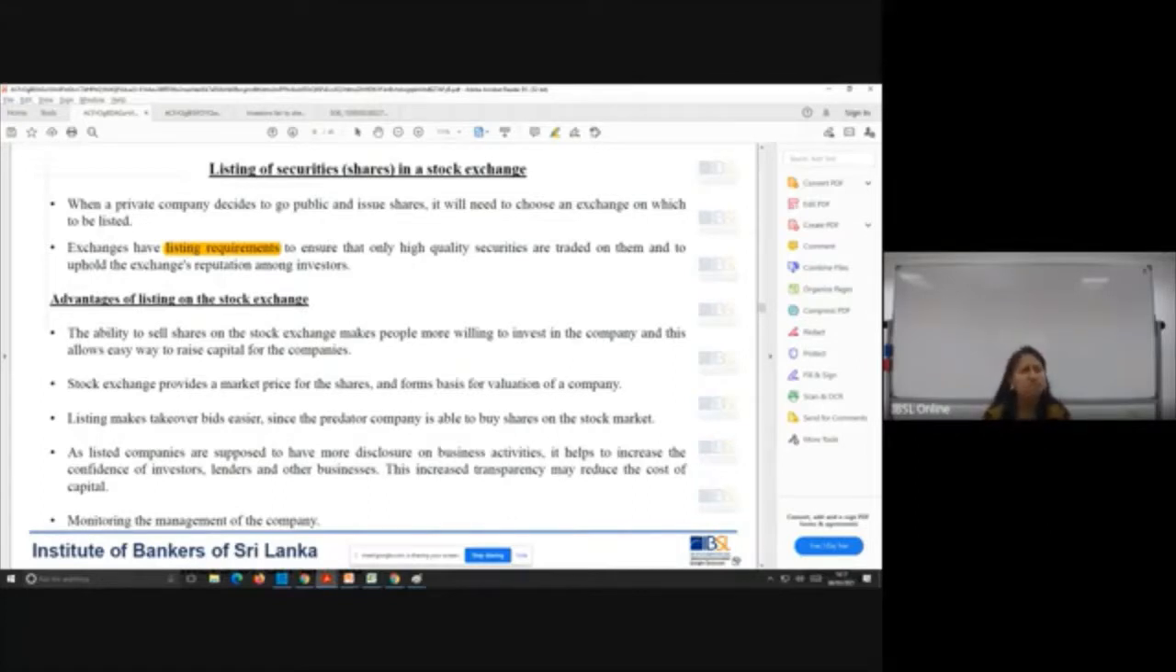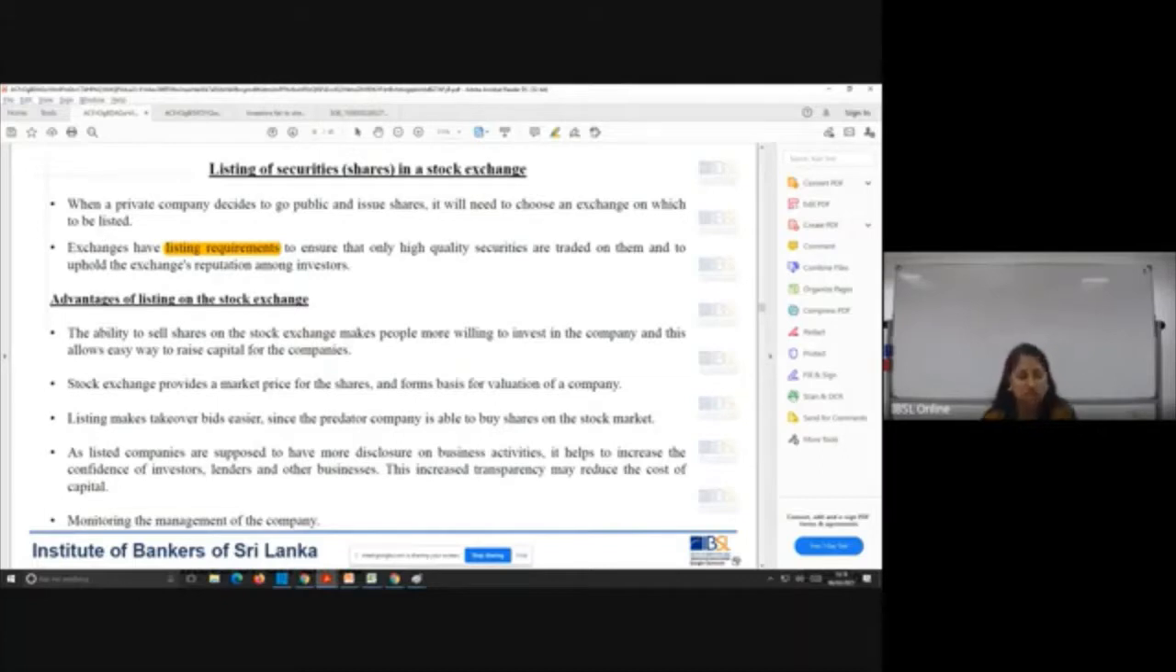Now, why do companies want to list their shares in the stock exchange? Mainly to raise capital. That's one of the major reasons, so that is one of the advantages when it comes to listing. If you have listed your company in the stock exchange, you can raise any amount of capital. As long as the investors have confidence in your company, it's one of the easiest ways for you to raise a huge amount of capital. So listing in a stock exchange becomes beneficial there. Then, secondly, it helps you to value your company.